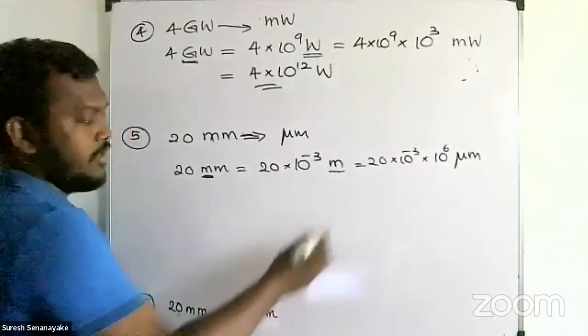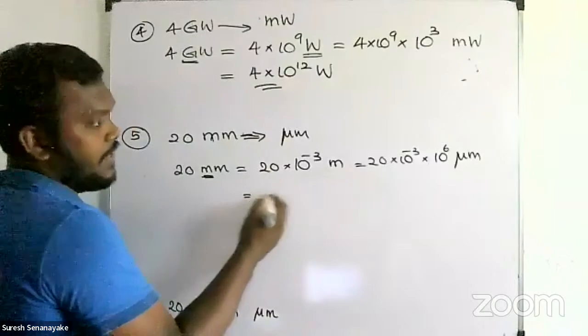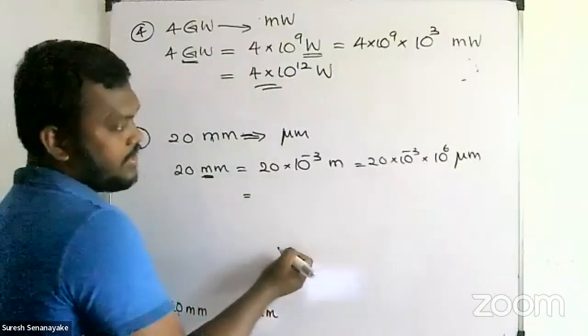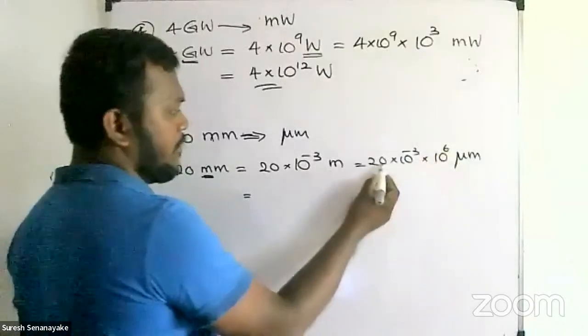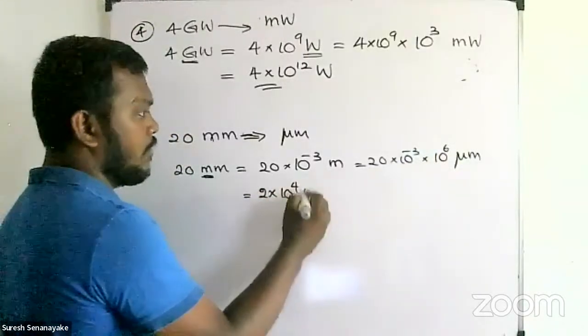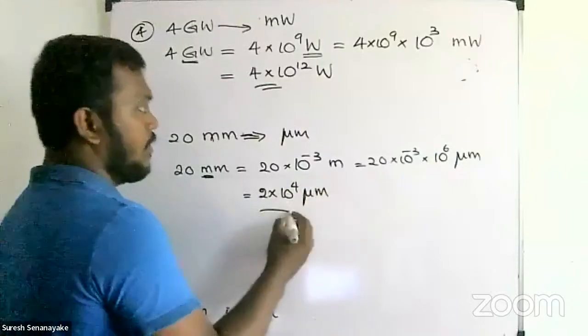That's all. Right? The power simplifies, 10 to the plus 3. Then 2 into 10 to the 4 micrometers. You can write this.